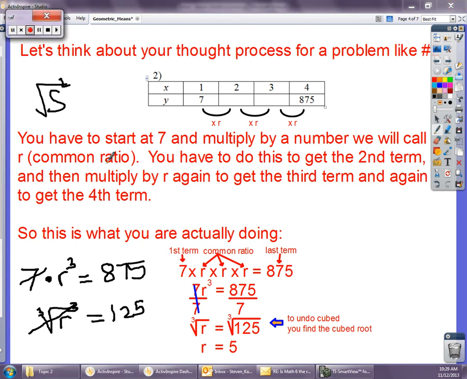All right, so since you took the cubed root on this side, you also have to take the cubed root on this side. Whatever we do to one side, we have to do to the other side. So you're left with r equals, and now we have to find the cubed root of 125.